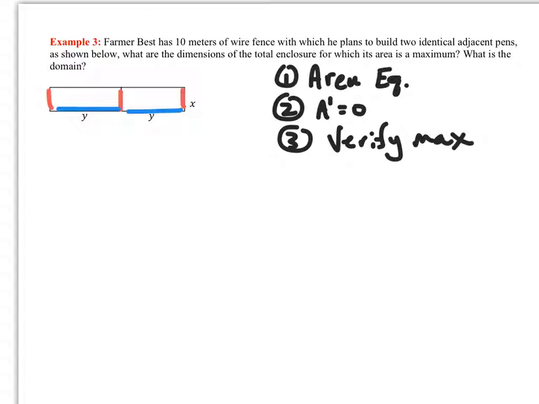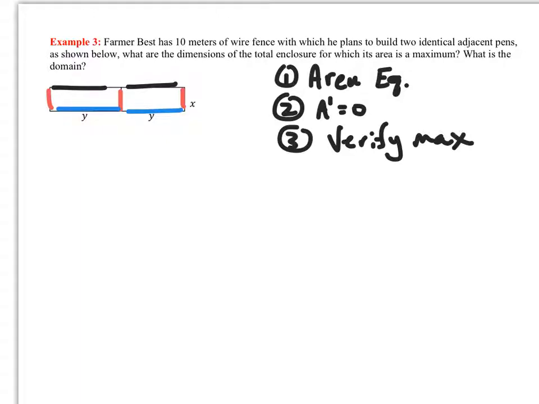Alright, so in example 3, Farmer Best has 10 meters of wire with which he plans to build 2 identical adjacent pens as shown. What are the dimensions of the total enclosure for which the area is maximized? What is the domain? Okay, so we're going to assume that these two lengths are pre-existing, some kind of wall or something to that effect.